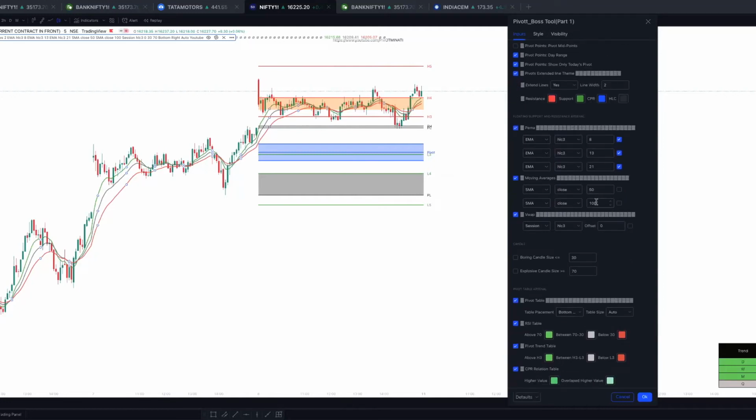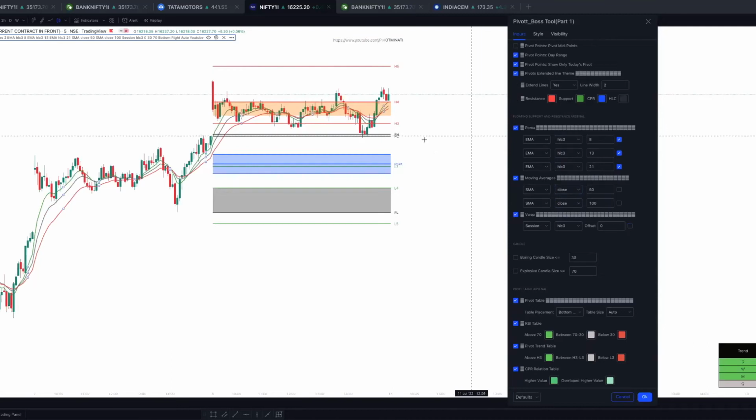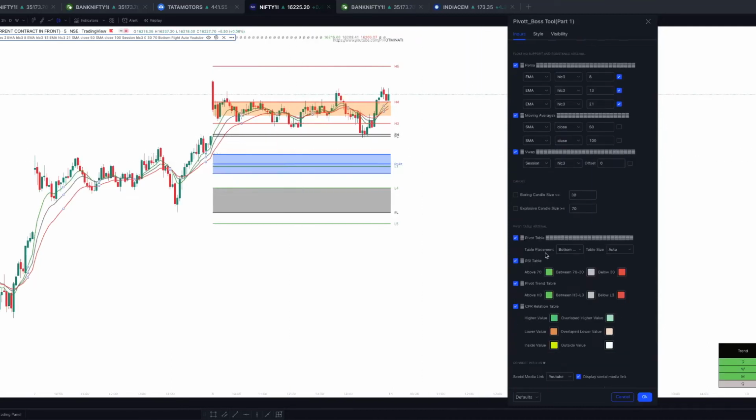Moving average is 50 and 100, so we have disabled it. It just acts as a regular EMA, SMA. So source is close. VWAP is also available in this, you can draw it, but as you can see, if you draw it, it will lose its visibility because there are already too many things. One thing I can tell you about is the pivot table over this part.